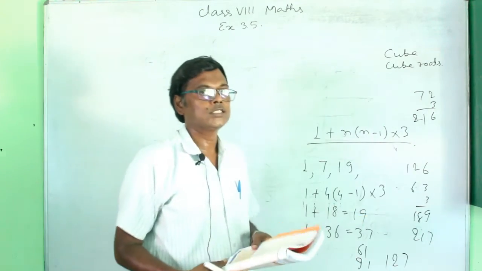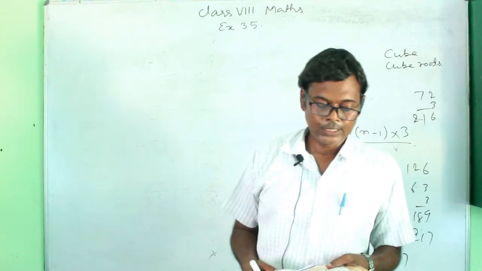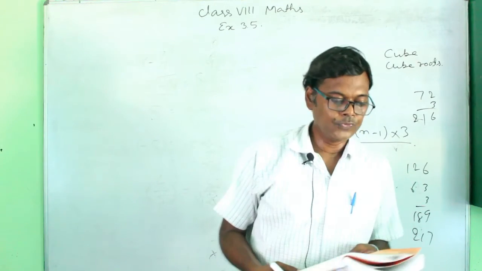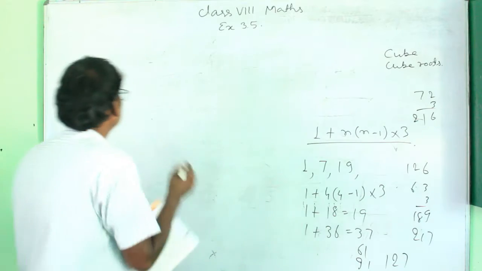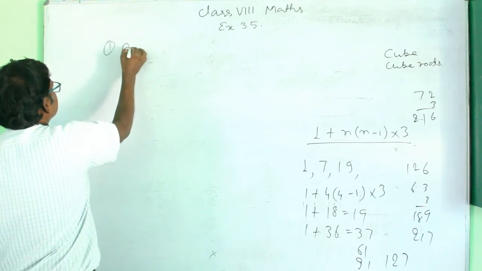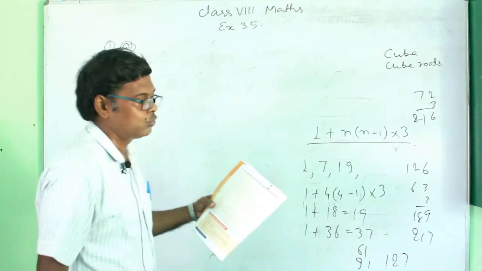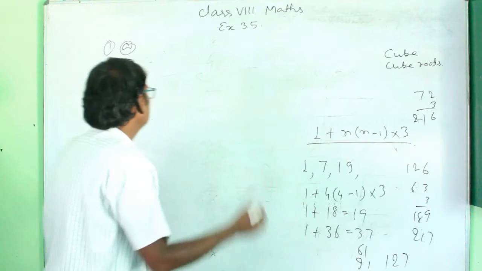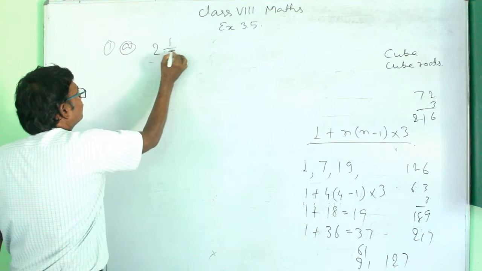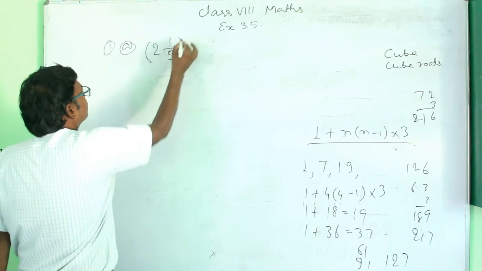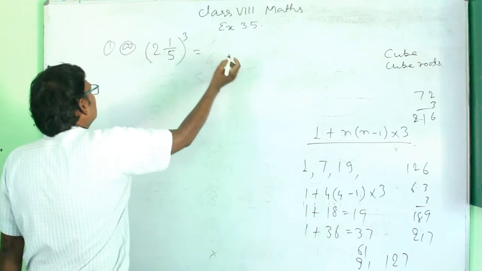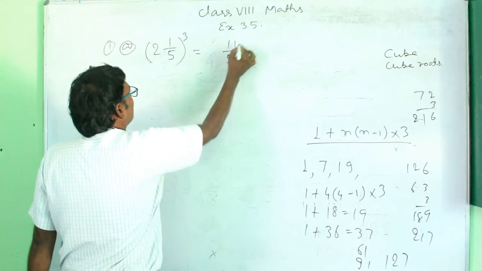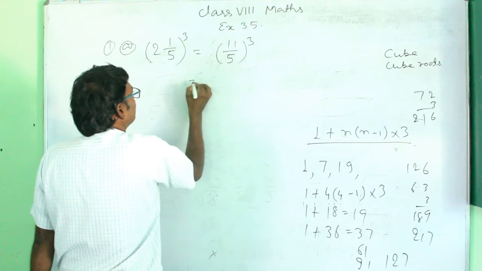So in this exercise 3.5, the first question is: find the cubes of the following numbers. So the first question is number A, the cube of 2 and 1 by 5. We have to find the cube of this number. So first simplify this, it will be 5 twos are 10 plus 1, 11 by 5 whole cube.